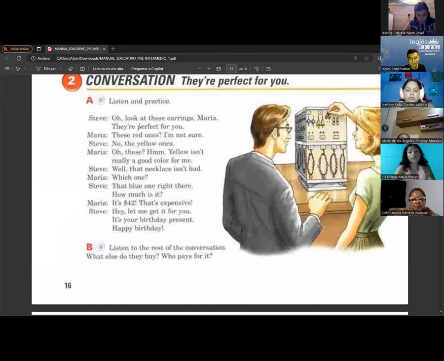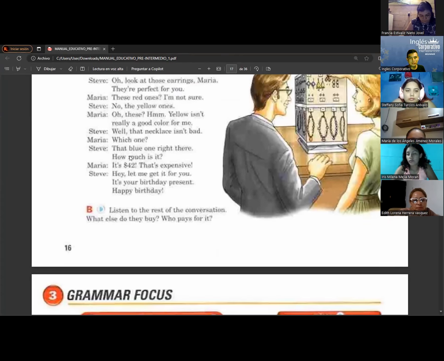Oh, look at those earrings, Maria. They are perfect for you. These red ones, I'm not sure. No, the yellow ones. Repeat, please. Look at those earrings. Earrings. Okay. Maria, they're perfect for you. These red ones, I'm not sure. No, the yellow ones. Oh, this yellow isn't really a good color for me. Well, that necklace isn't bad. Which one? The blue one right there? How much is it? It's 42. That's expensive. Hey, let me get it for you. It's your birthday present. Happy birthday.